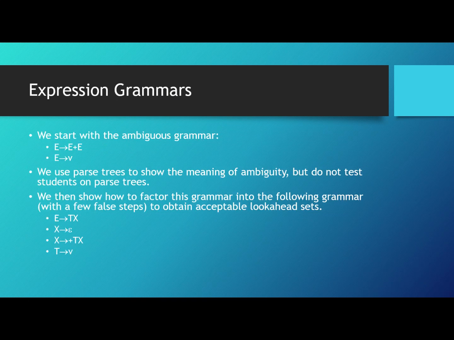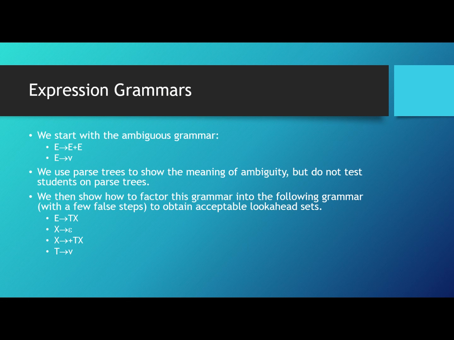Now, with expression grammars, we start with the simple and obvious ambiguous grammar. We're concentrating only on the addition operation here. E goes to E plus E, and E goes to V, which is generic for any variable. We use parse trees to show the meaning of ambiguity, but we don't test students on parse trees. It's merely to justify the term and why we come up with this term for this problem.